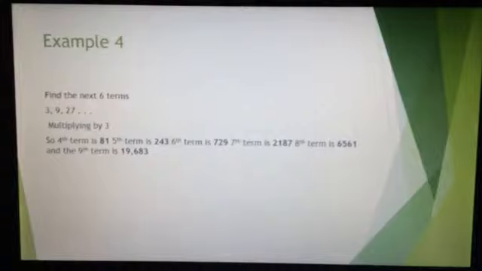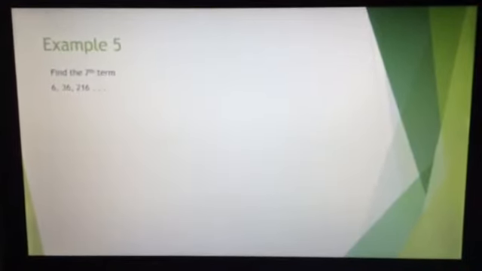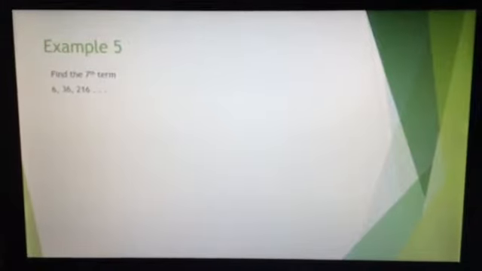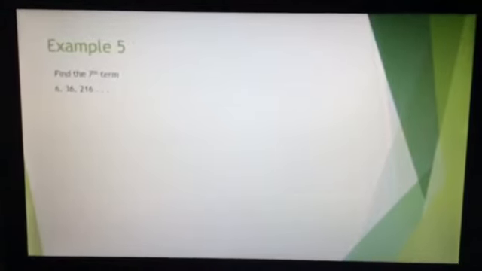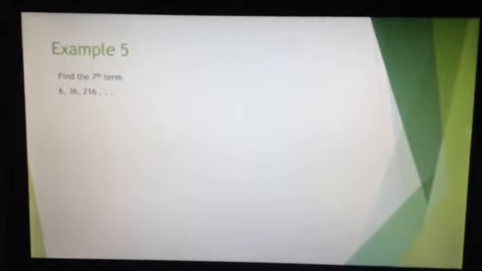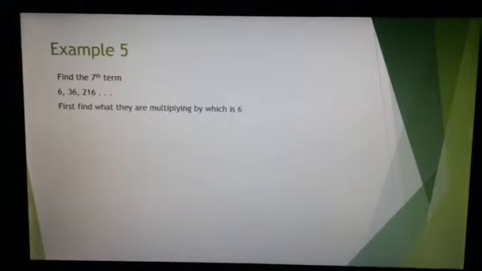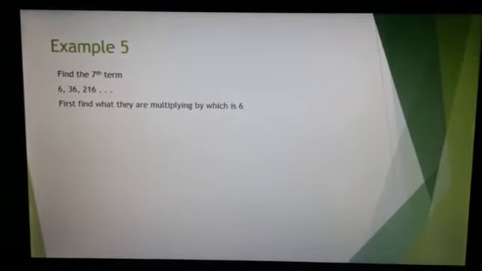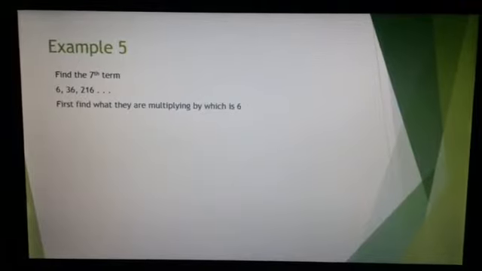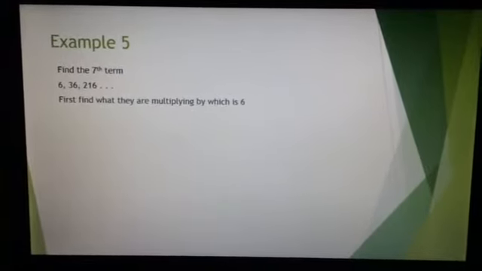The last example that we will be showing you today is example 5, and this says find the seventh term of the geometric sequence, which is 6, 36, and 216. So first, we'd want to find what they're multiplying by, and you can see that that's 6 because you would do 6 times 6 is 36, 36 times 6 is 216, and so forth as you build the equation.